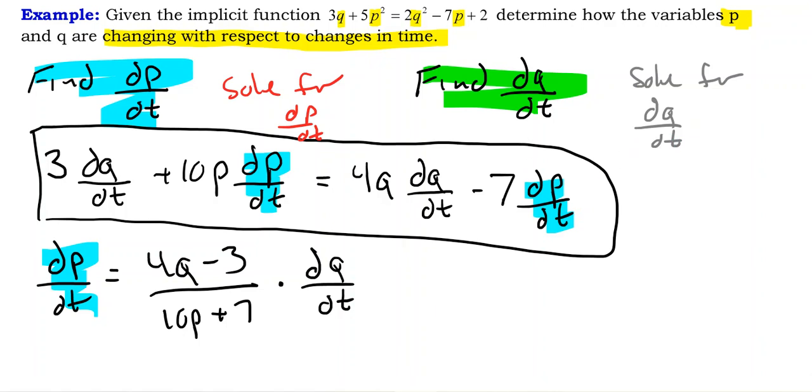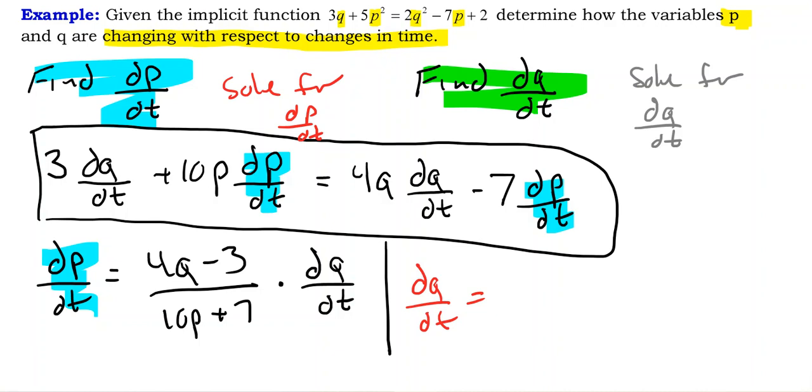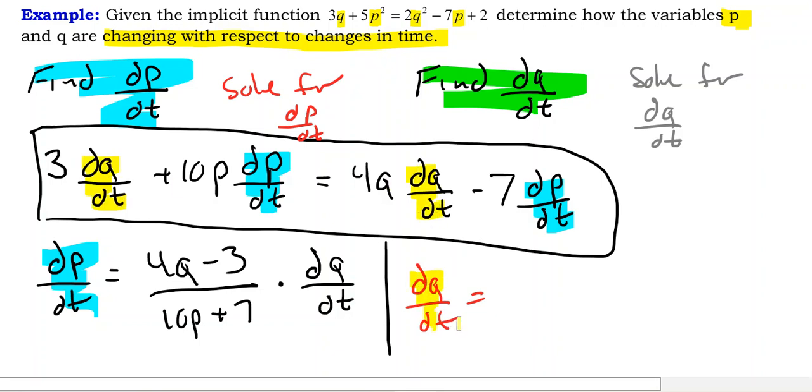Now, solve for dq/dt. I'll do that in red. We simply need to solve this for dq/dt, right? And so when we do that, it looks like dq/dt will be (10p + 7) divided by (4q - 3) times dp/dt.